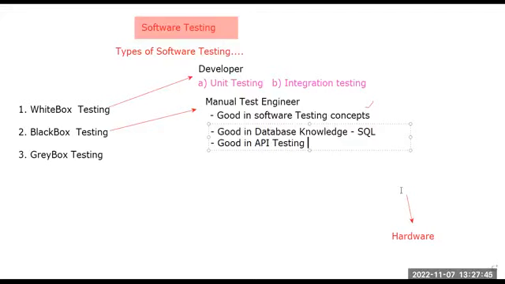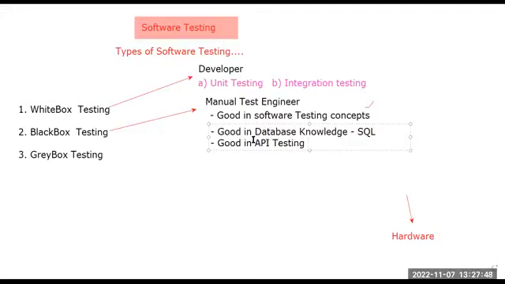So we have to learn API testing also. What is API testing? Don't worry, we will learn it at a later point. As of now, I'm just highlighting what all things you need to have as a manual test engineer. Now, along with API testing, you should have good domain knowledge. That is one of the most important key skill sets we demand for test engineers.